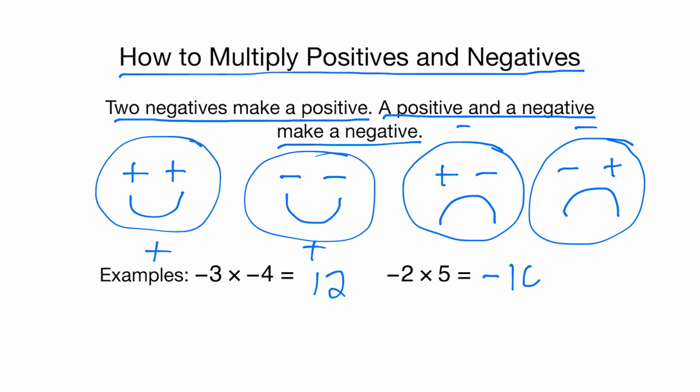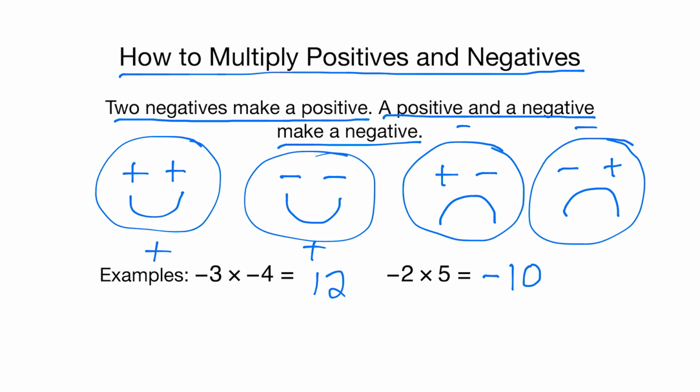So you have two parts to consider when you're multiplying positives and negatives. The first thing is the sign. So look at the positives and negatives. If you have an even number of negatives, your answer is positive. If you have an odd number of negatives, your answer is negative.